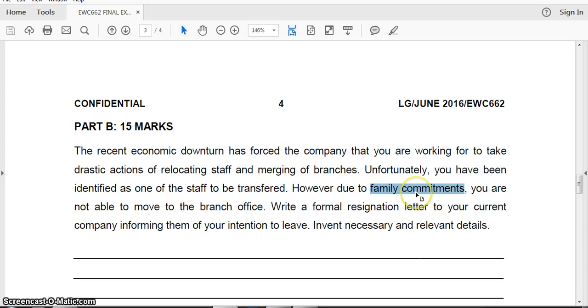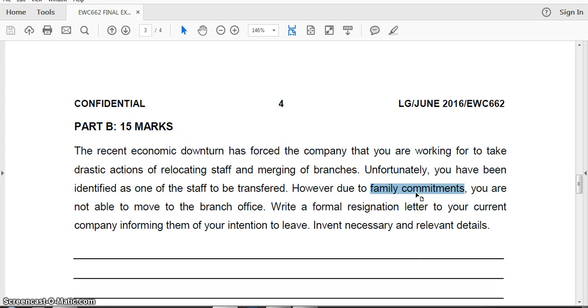So you talk about what sort of family commitments. You can start to create, like, you have a brother who is mentally ill, and you have to take care of him, and he has a regular checkup with the doctors from this hospital. Therefore, if you were to move to another branch which happens to be out of the state, then no one else will be attending to your little brother, or maybe your parents, or maybe your children.